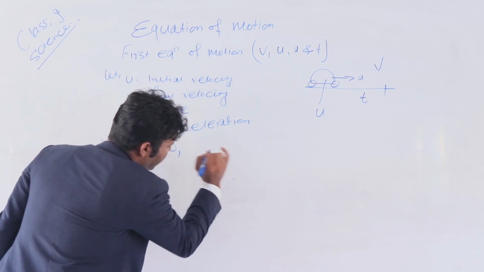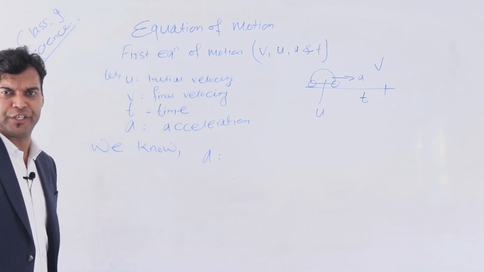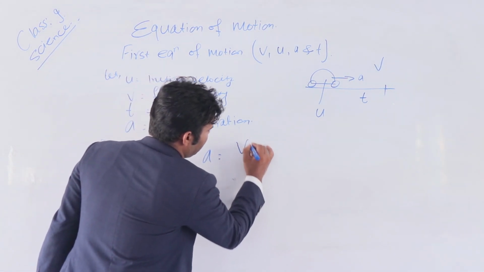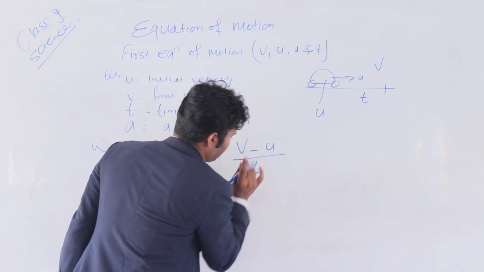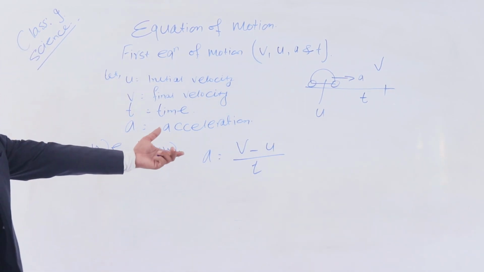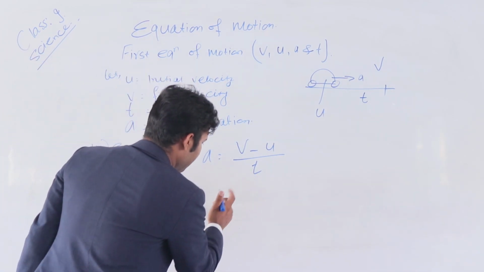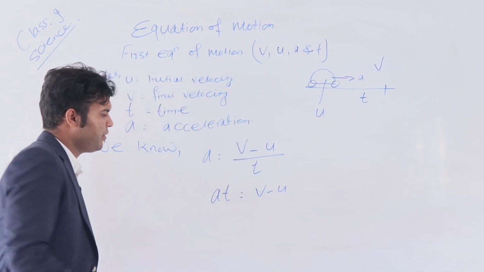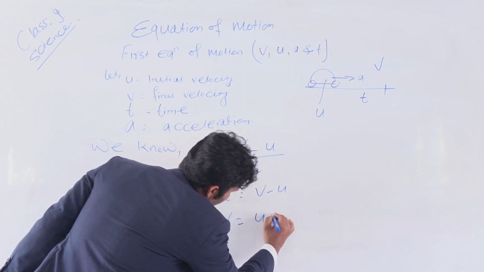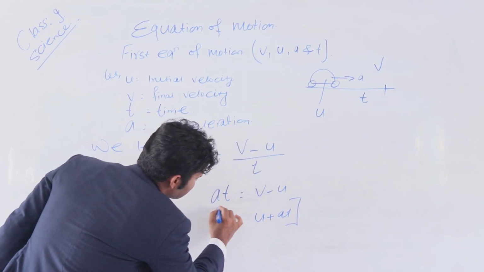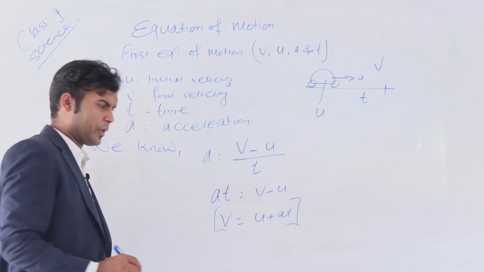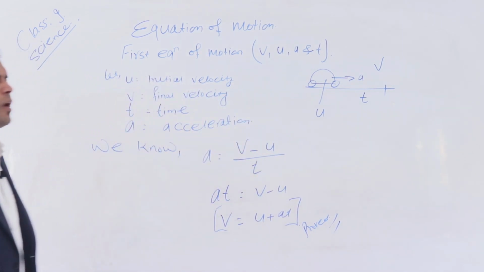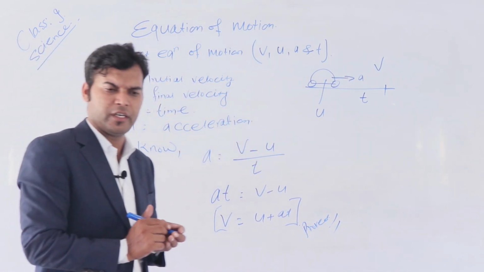We know acceleration A is equal to the rate of change of velocity, that is, V minus U upon T. I think you already know this formula. A into T, A multiplied by T, is equal to V minus U. Rearranging, V is equal to U plus AT. This equation is called the first linear equation of motion. Hope you are clear, you understand this, isn't it?